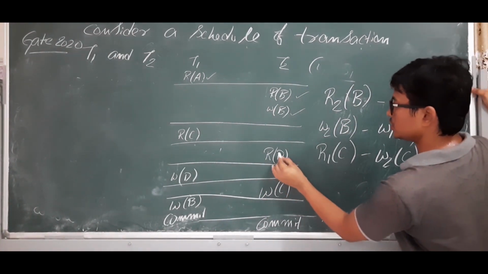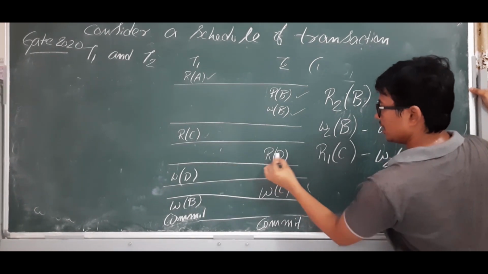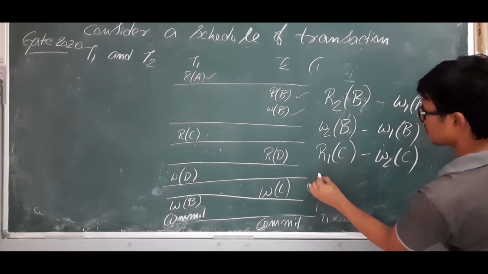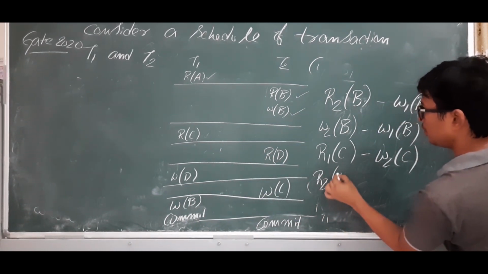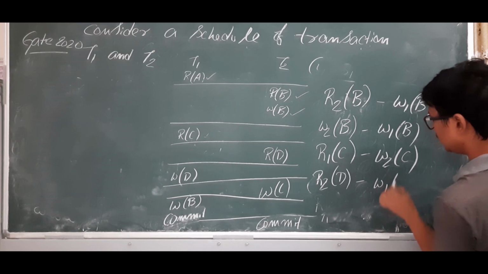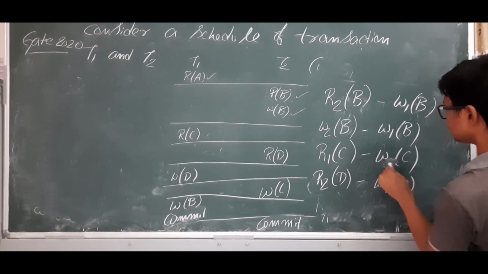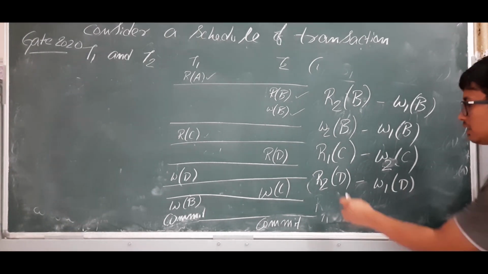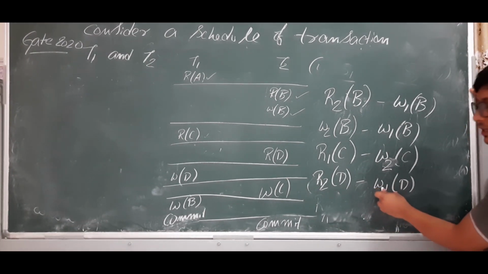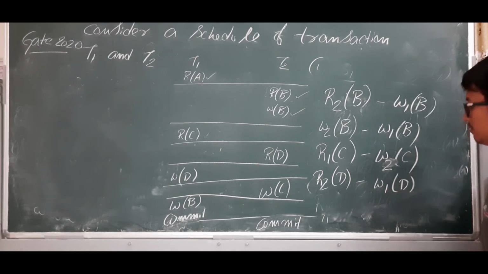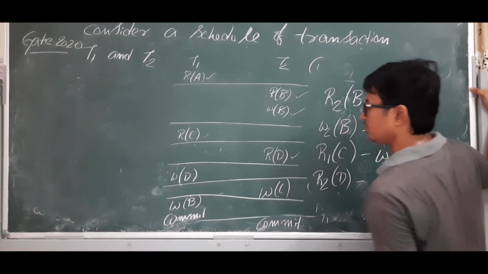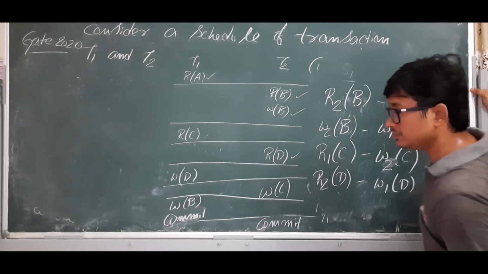Now we will come to this one. Okay, read D, write D. It is a conflict. So what is the conflict operation? R2 of D to W1 of D. Okay, the read is performed by transaction 2 on the data item D, and similarly the write operation is performed by transaction 1 on the data item D. So this is finished because there are no other conflicts, since the rest are on data item B.